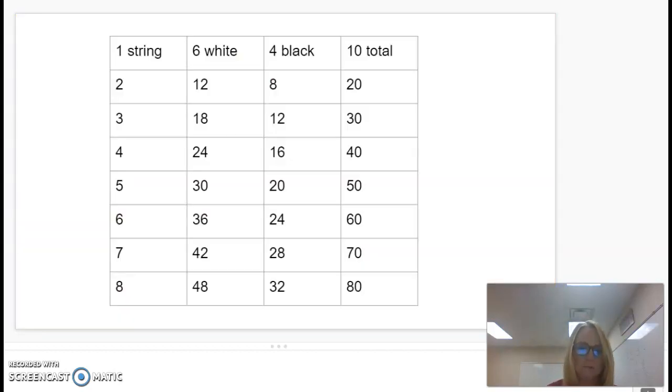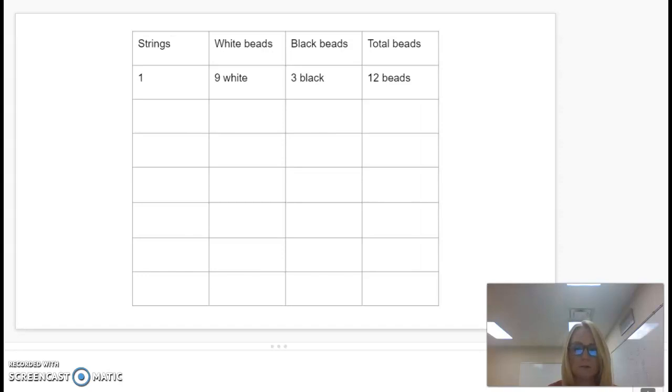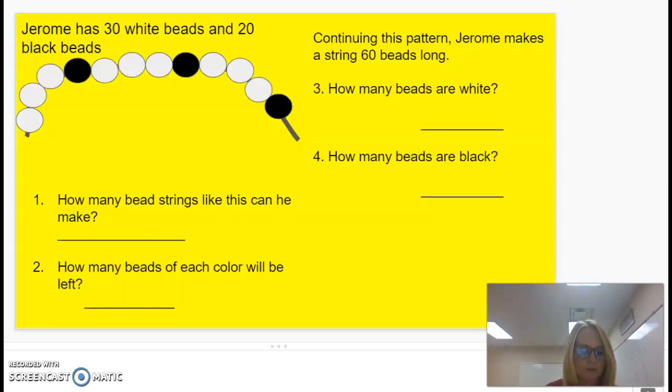So 60 total beads is 5 strings long. So that means that 45 beads would be white and 15 would be black.